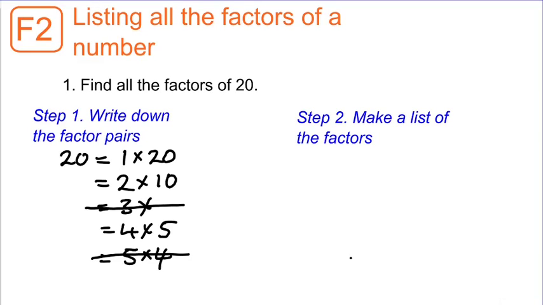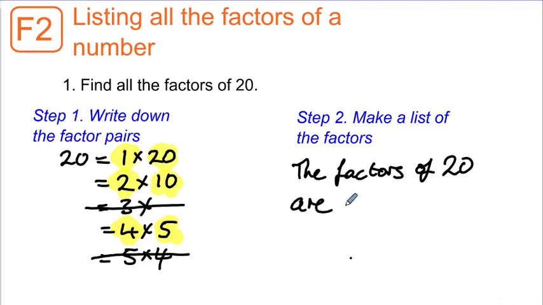Next, I want to make a list of the factors I've found. Here are the numbers in our list. And we simply list them in order: 1, 2, 4, 5, 10, and 20. These are all the numbers that divide exactly into 20, leaving 0 remainder.